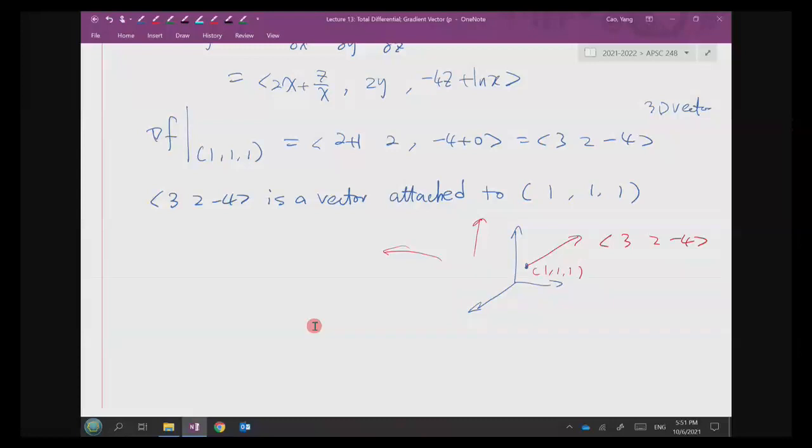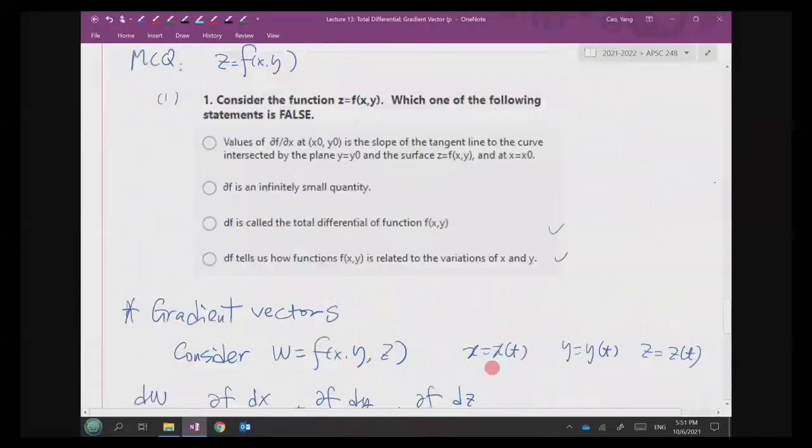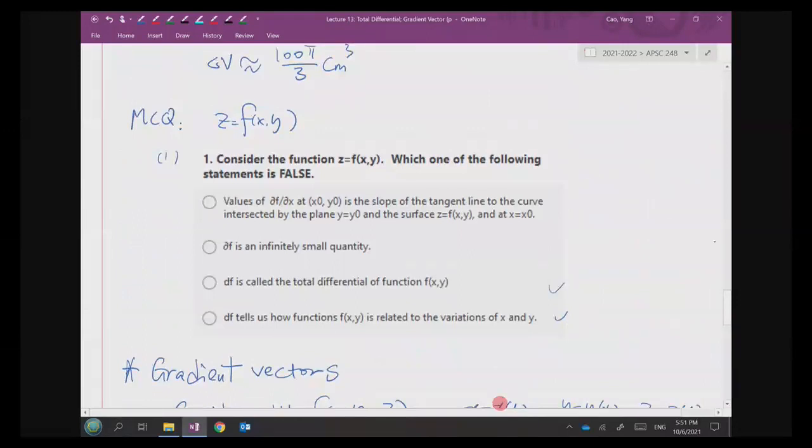I had a question about the multiple choice thing earlier, about the first one. I was confused because it said it gives the slope of the tangent line to the curve intersected by y equals y naught, the plane. But I thought that y equals y naught was a line and not a plane.